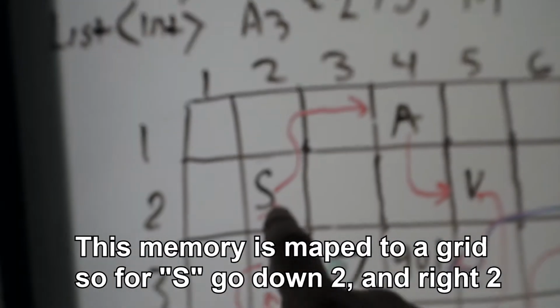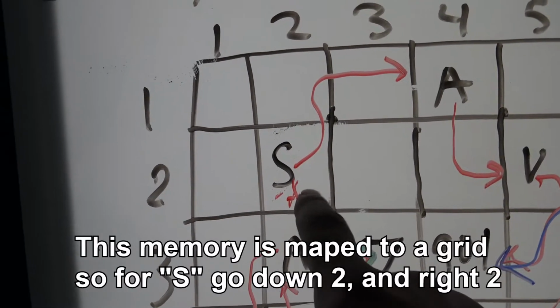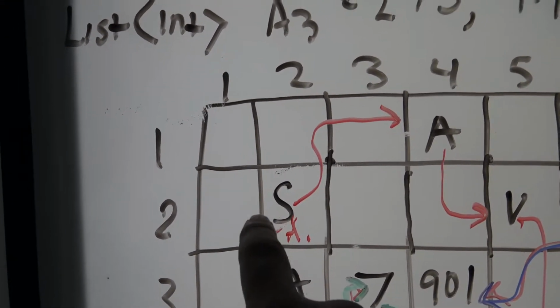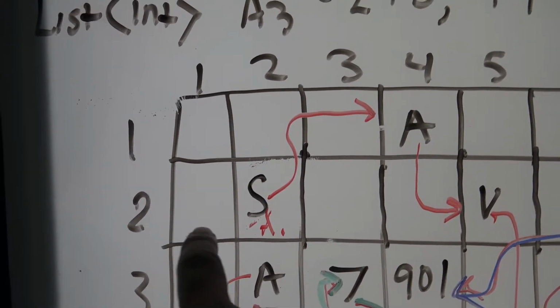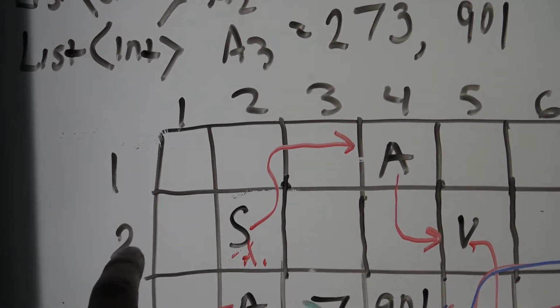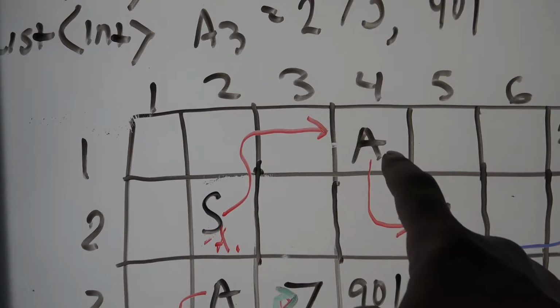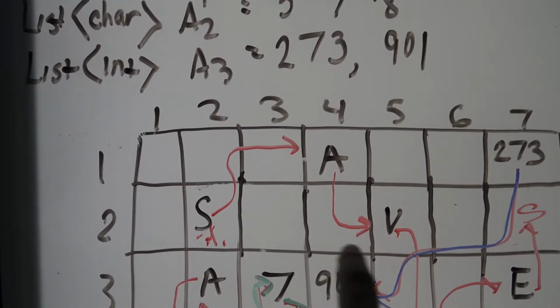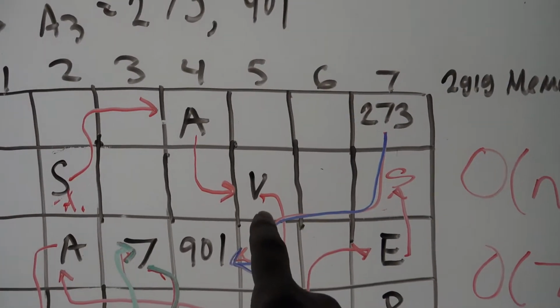So at 22, you see that's the S in savages. And then once you're in 22, it's going to point to 14. So we're going to go from 22 to 14, 2, 2, 1, 4. That's going to give you the A. When you're at the A, it's going to point to 25. See that? 2, 5, that's the V right here.